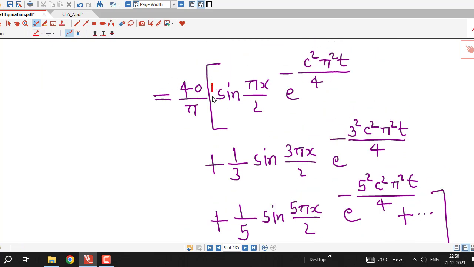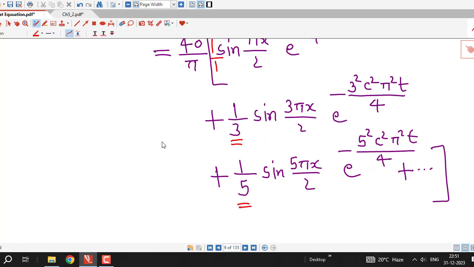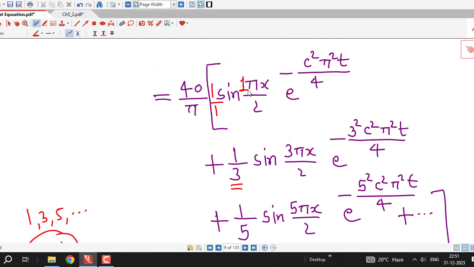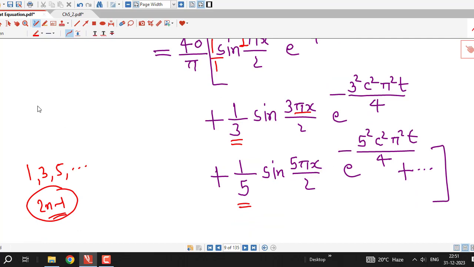You can see here I can write 1 by 1, here I have 1 by 3, here I have 1 by 5. So in the denominator I have 1, 3, 5 like this. So this I can represent by 2n minus 1, n takes the values 1, 2, 3 and so on. That I can write here also. Here I have pi x by 2 into 1, here I have pi x by 2 into 3, pi x by 2 into 5. So that I can write as sine of 2n minus 1 pi x divided by 2.